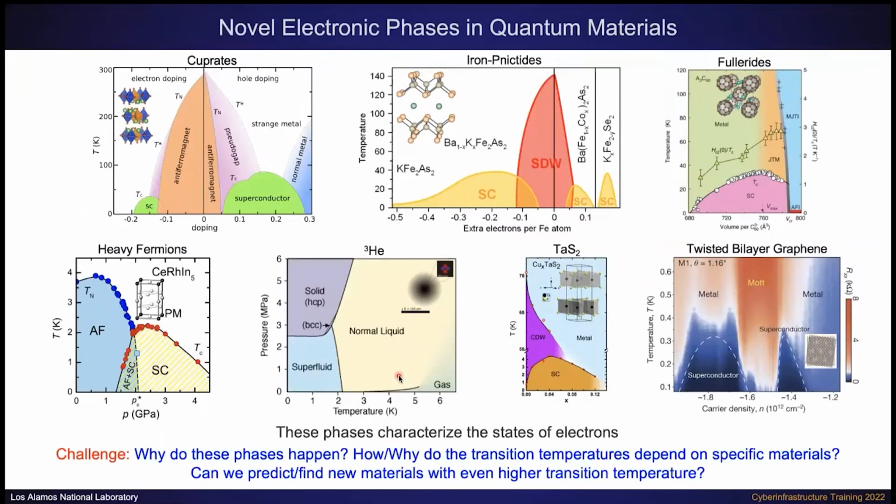And so the main objects that we're looking at is really looking at novel electronic phases in quantum materials. So what does that mean, first off? Well, we know that we have different phases, so to say, we have liquid, gas, solid, and things like that.